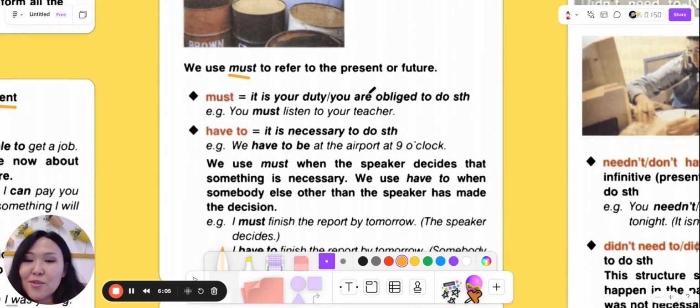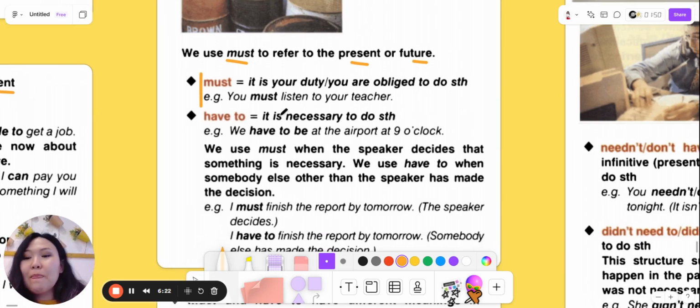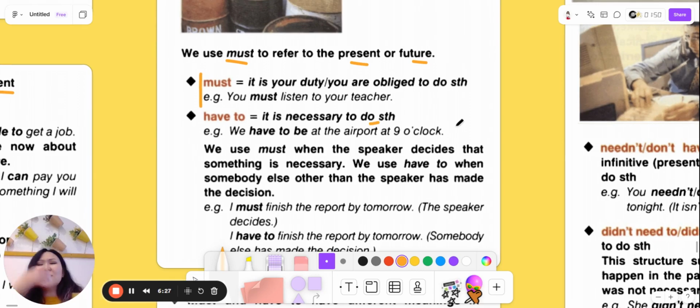We use must to refer to the present or future, and must is something that is duty. You are obliged to do something, like it's a must. You must listen to your teacher. It's a rule. Yeah, we have to follow it. Next one is have to. It's necessary to do something, like, oh, I really don't want to do it.